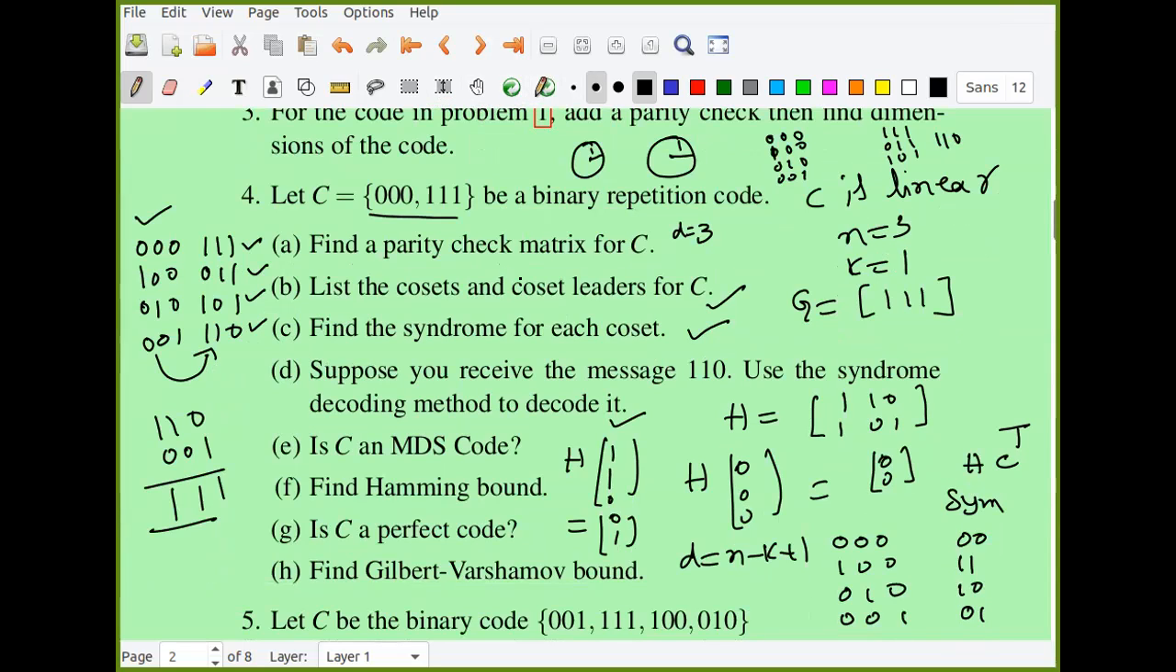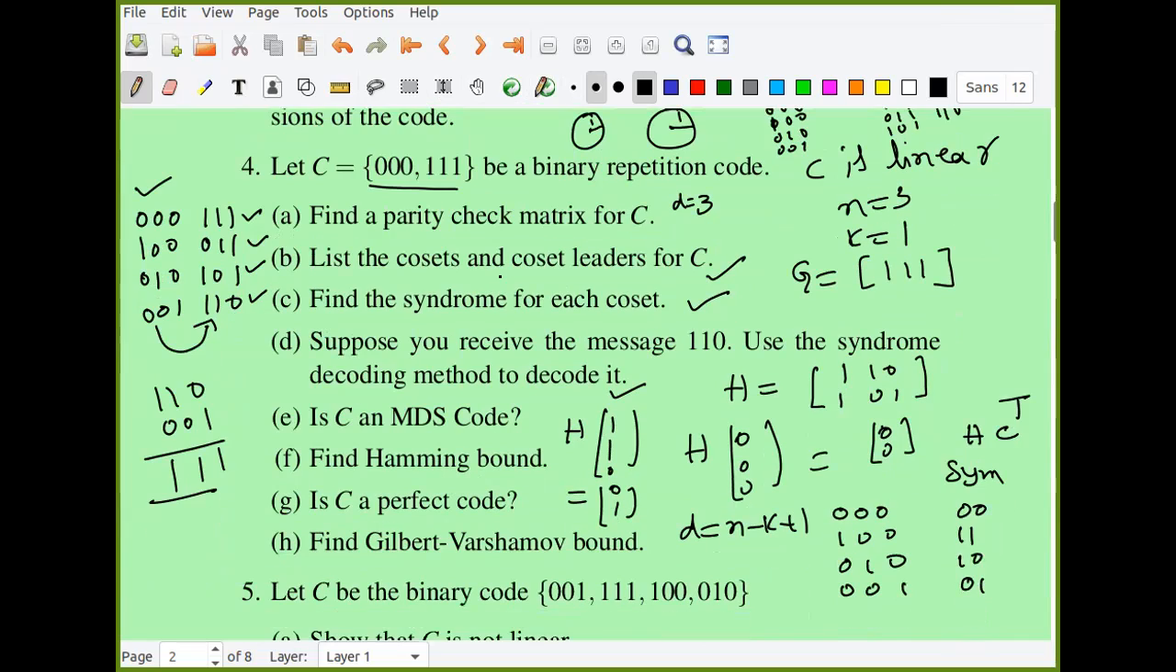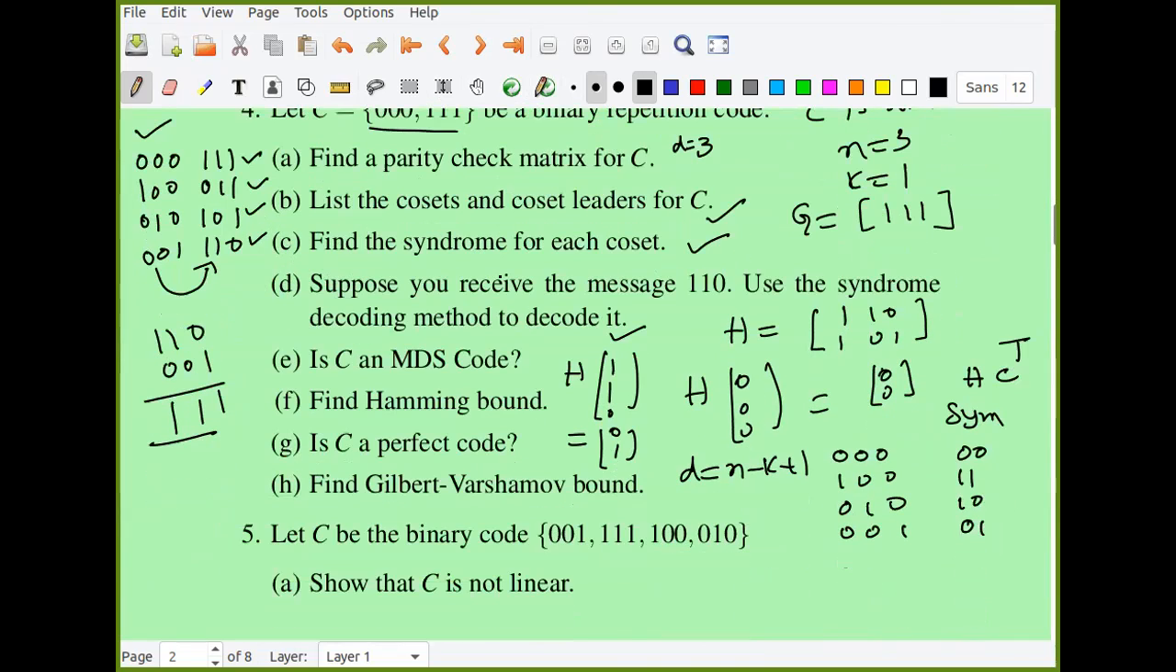Any questions before going further? Is there any relation between MDS code and perfect code? No, they are different. See, MDS code is what? MDS code is the one that meets which bound?